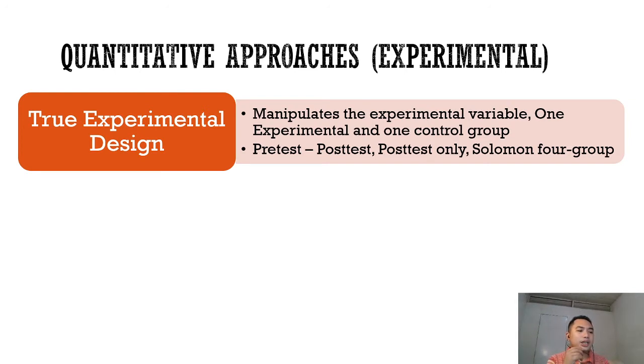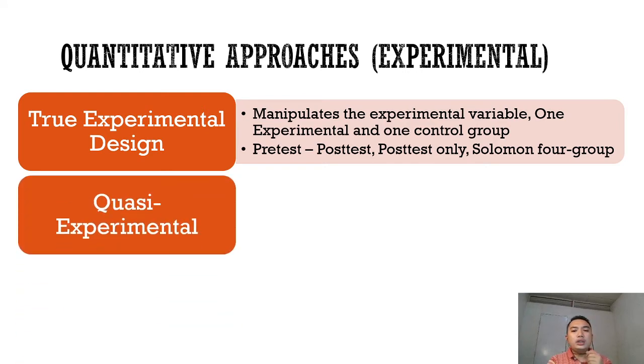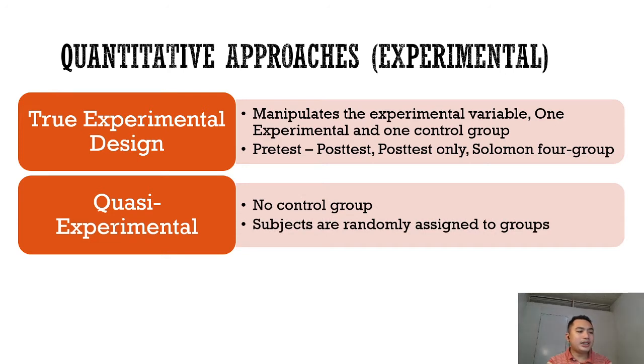Okay, so sa true experimental design, we do have a pre-test, post-test only, Solomon four group. Okay, we also have quasi-experimental. In quasi-experimental is that it is designed in which there is no control group. Kumbaga, subjects are randomly assigned to groups lang. Okay.